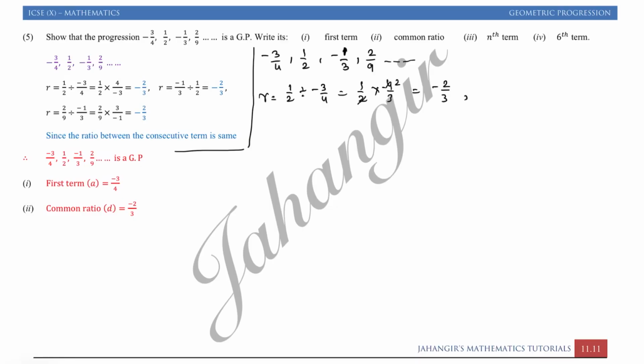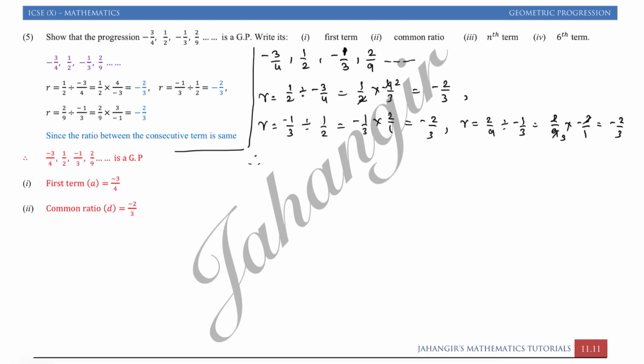First case we got minus 2 by 3. Second case again R is equal to minus 1 by 3 which is the third term, divided by 1 by 2. So just take reciprocal, minus 1 by 3 into 2 by 1, that is minus 2 by 3. Third case we will write R is equal to 2 by 9 divided by minus 1 by 3, that is fourth term upon third term. 2 by 9 into minus 3 by 1, 3 ones are 3, 3 threes are 9, that is minus 2 by 3.